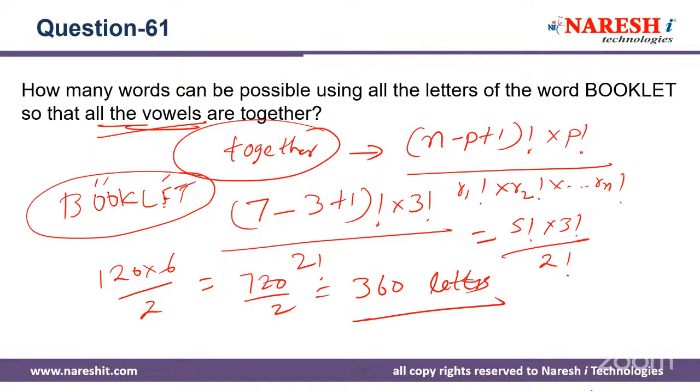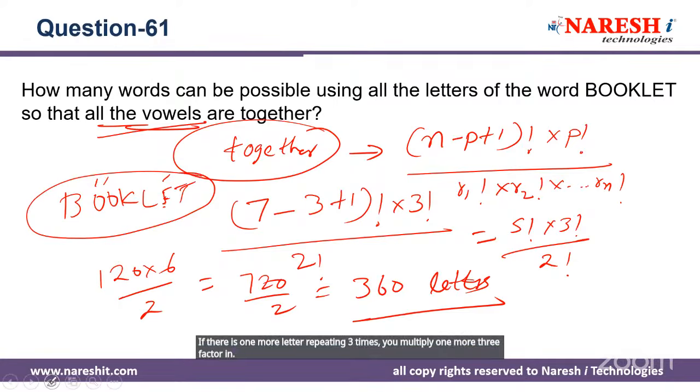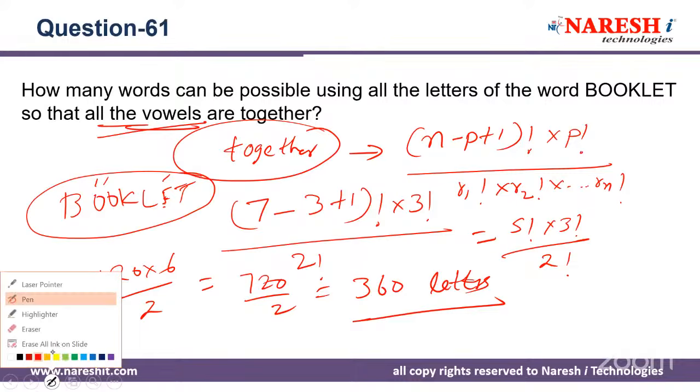All of you understood? Can I go to the next question now? R is nothing but the number of letters which are repeating. So here in this case, two O's are repeating, so R is 2. If there is one more letter repeating 3 times, you will multiply one more 3 factorial.